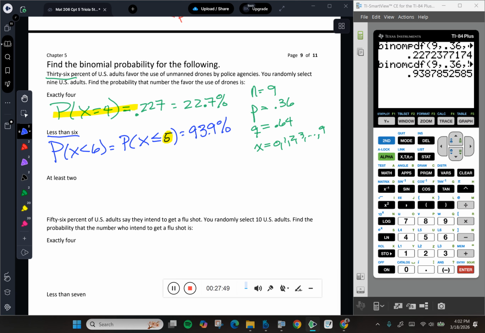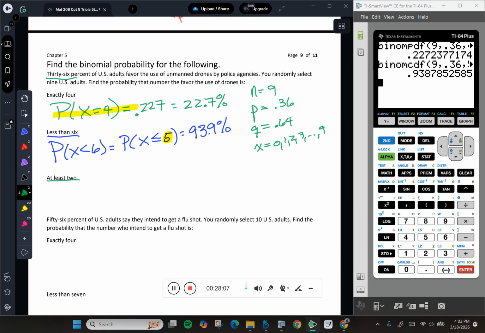Okay. That means that if I knock on 9 doors, I've got about a 93.9% chance that 5 or fewer people will say yes, that police should use unmanned drones. Right? Moving on to the last one.